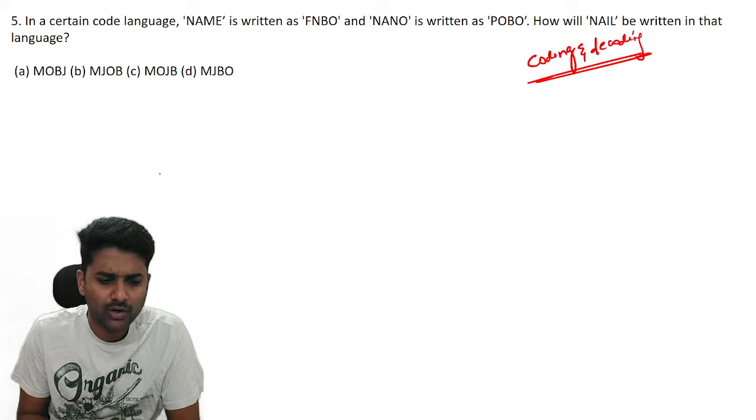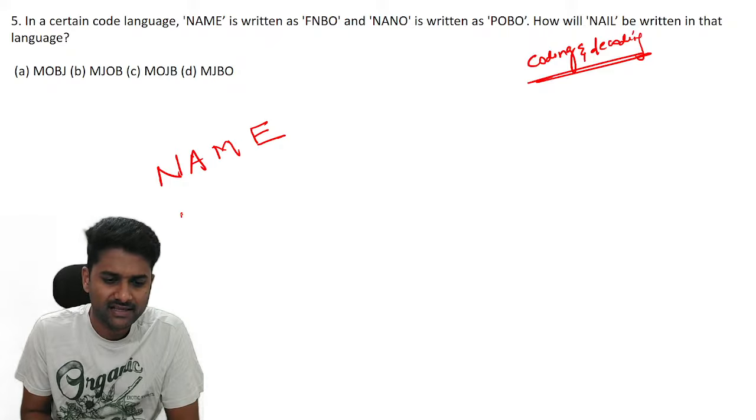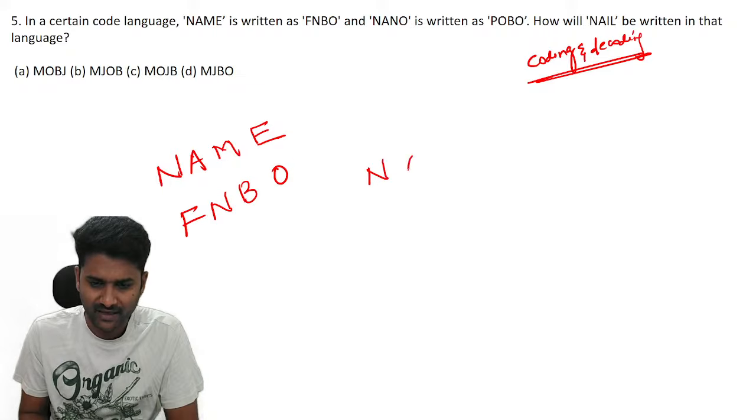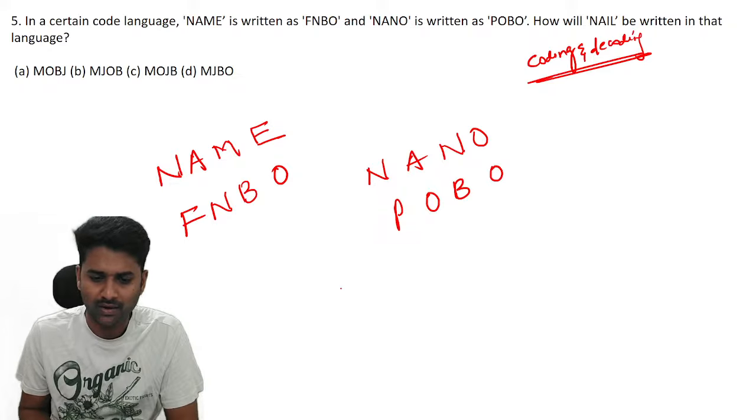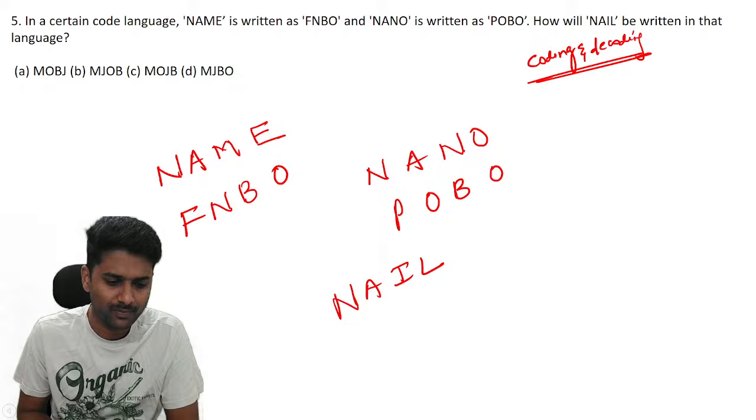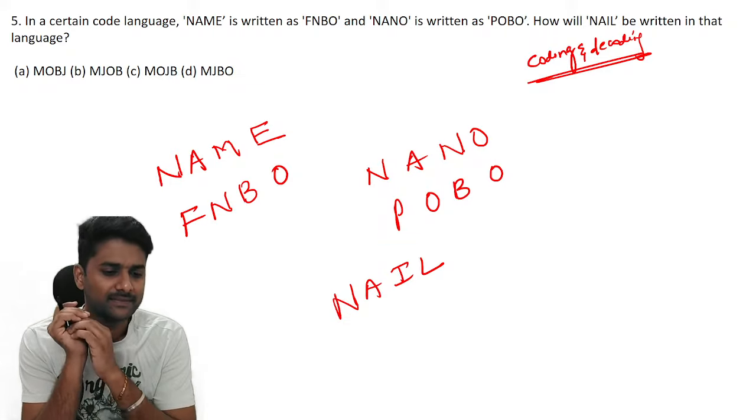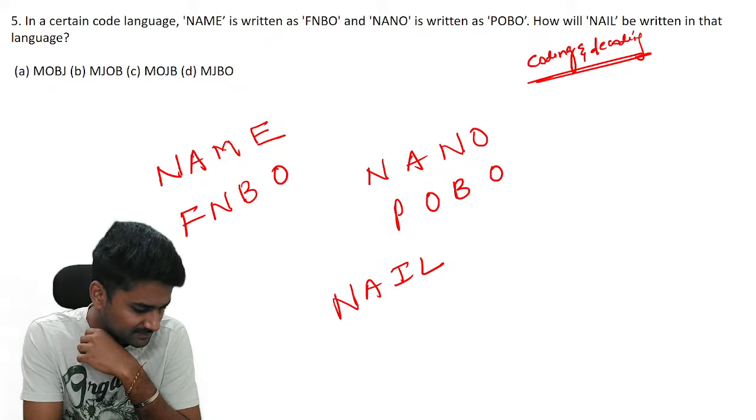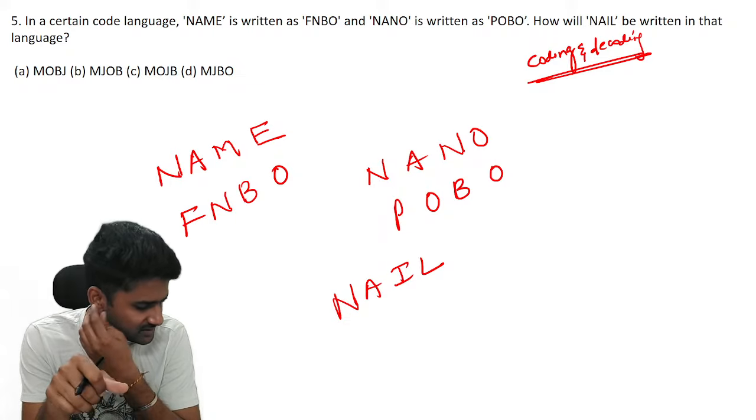See, in a certain code language, NAME is coded as FNBO. In the same way, NANO is coded as POBO. If you understand the logic, the same logic you should apply for NAIL. So NAIL can be coded as dash. Find the logic.